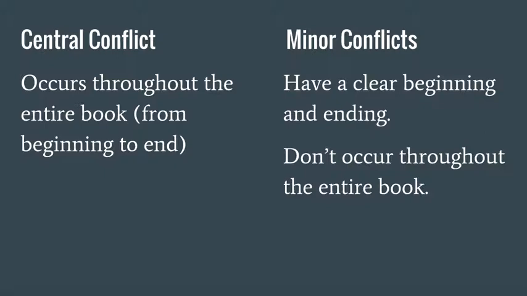Any conflict that has a clear beginning and end within the story and that doesn't occur throughout the entire book is a minor conflict. So you will find that there's going to be a lot of minor conflicts in your story that just occur for a short amount of time.